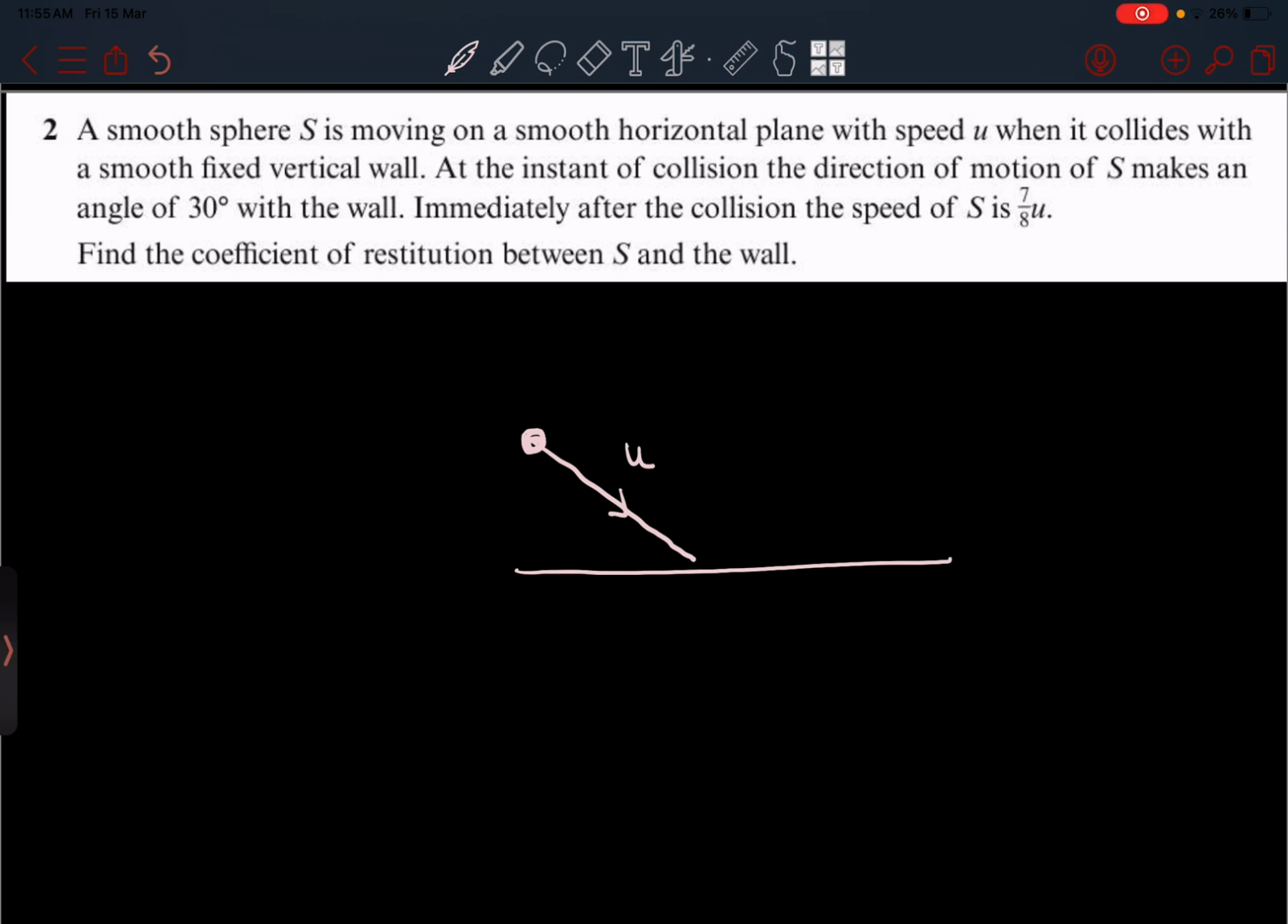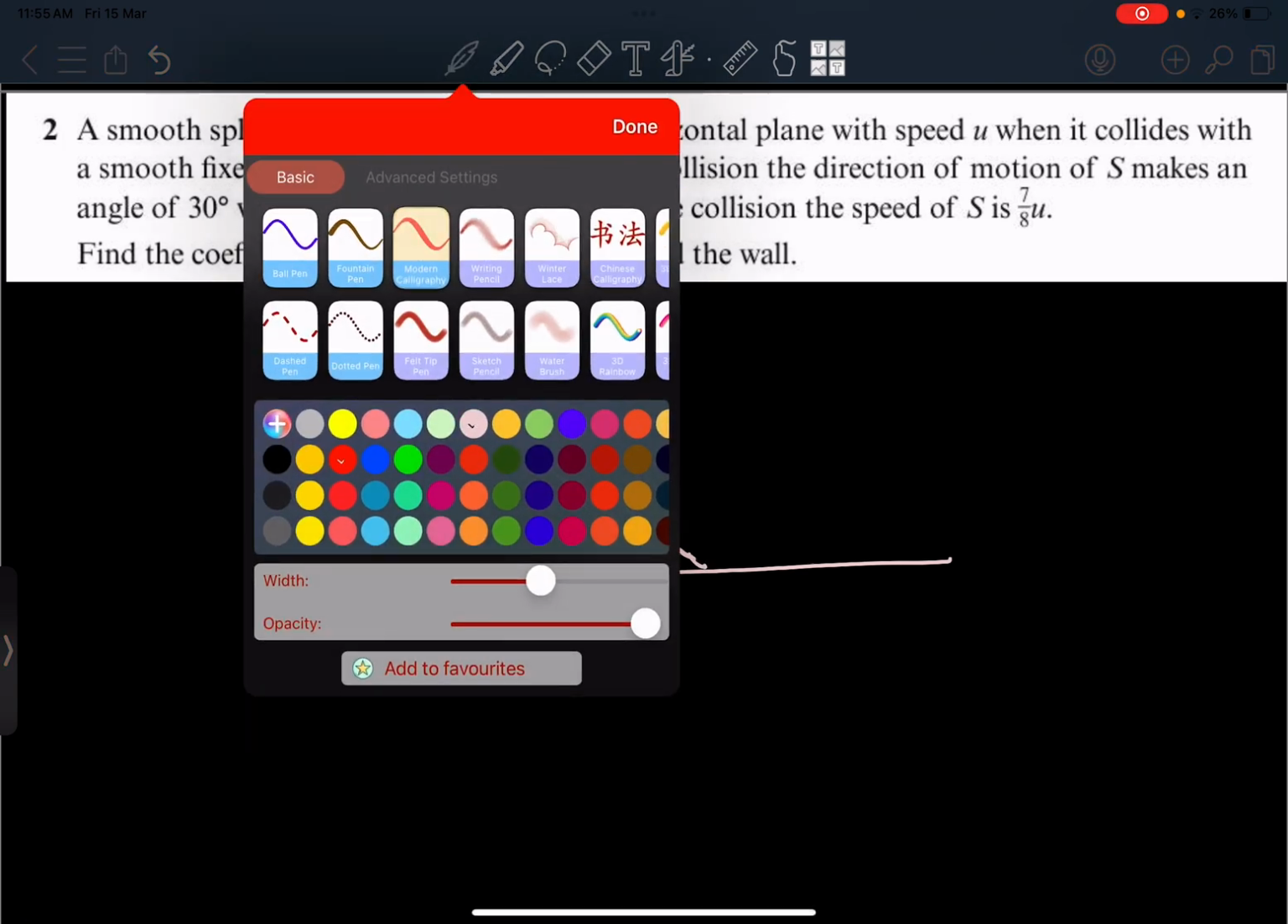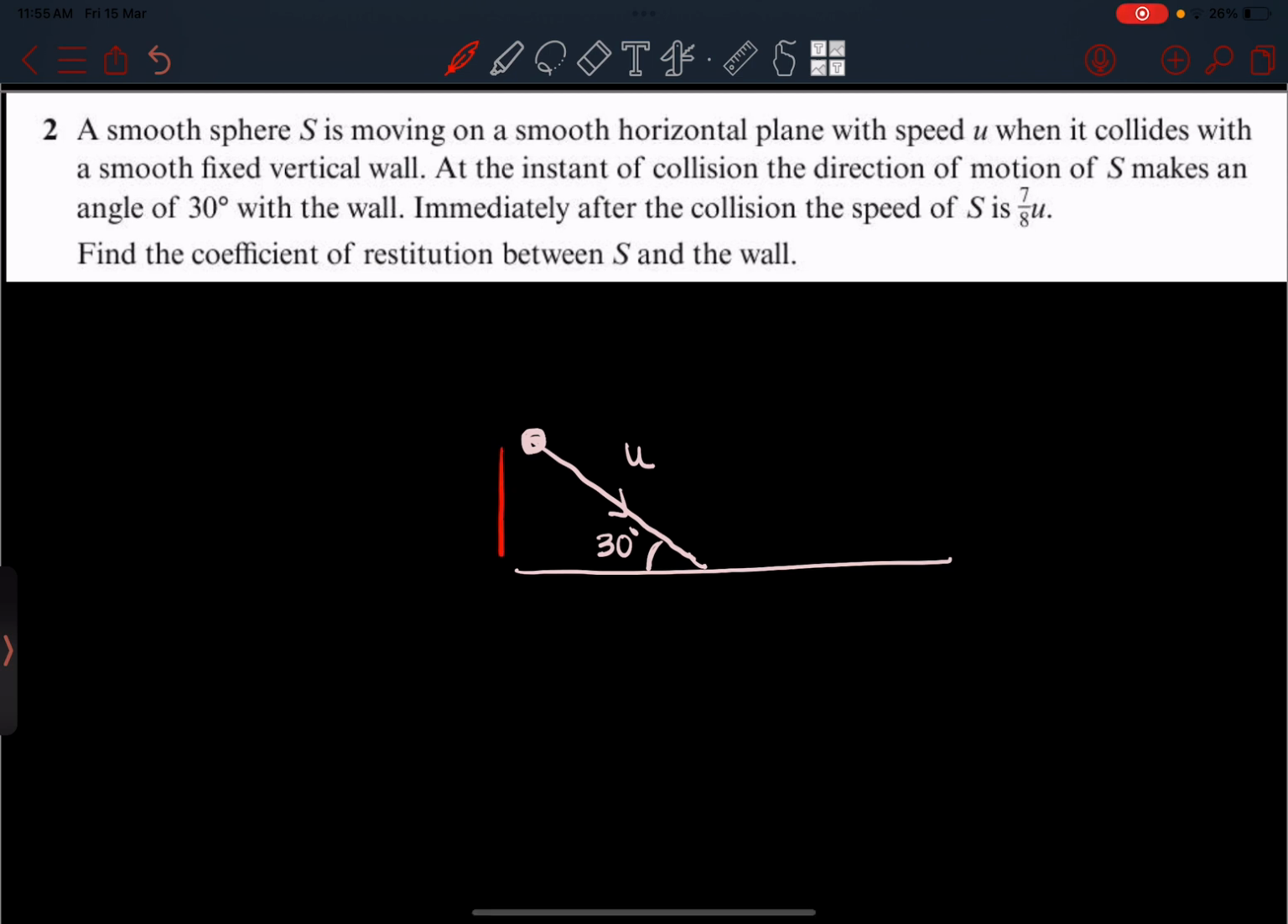At the instant of collision, the direction of motion of S is making an angle of 30 degrees with the wall. So I know that the speed of approach is... Once I get the 30 degrees, the next thing that I immediately do, I know that this is u sine 30. I know that this is u cosine 30. Immediately after the collision, speed of S is 7/8 u.